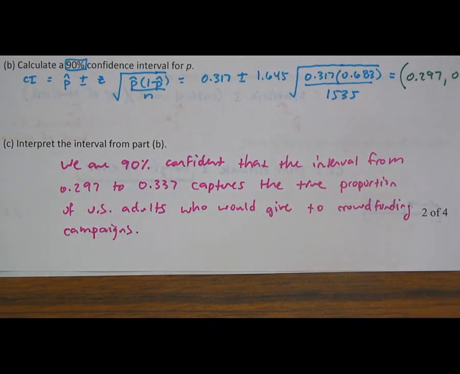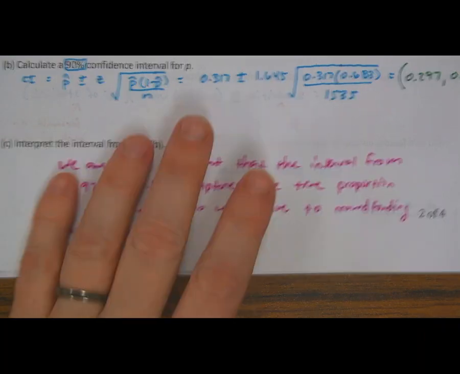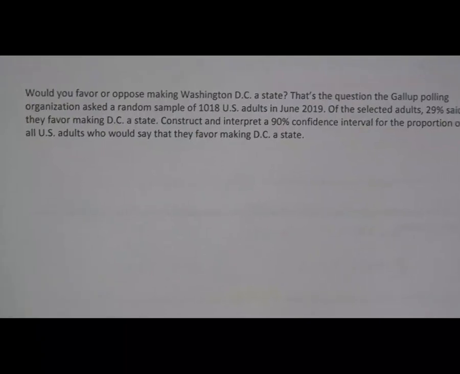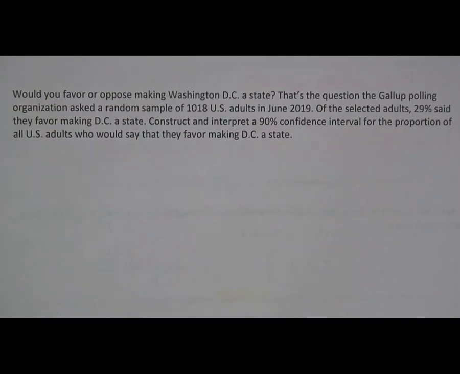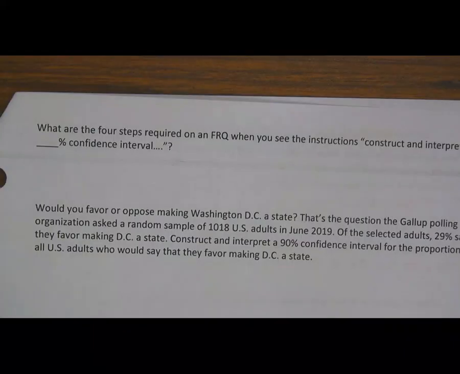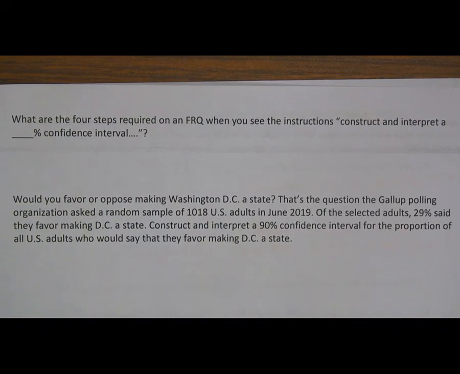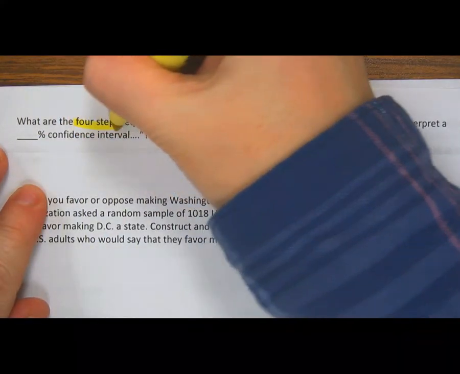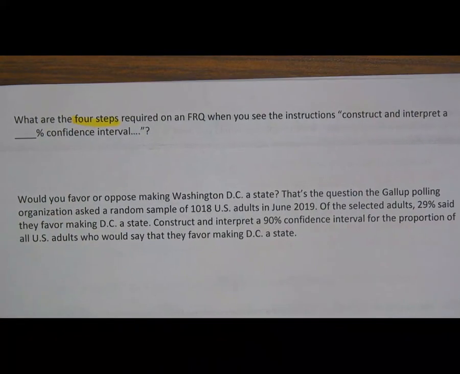That's what we just found. All right, turn the page. There's really not going to be anything new that we look at right here. We're just going to put it all together in something called the 4-step process. What are the 4 steps required in an FRQ when you see the instructions?